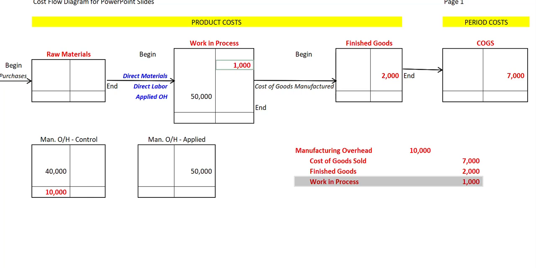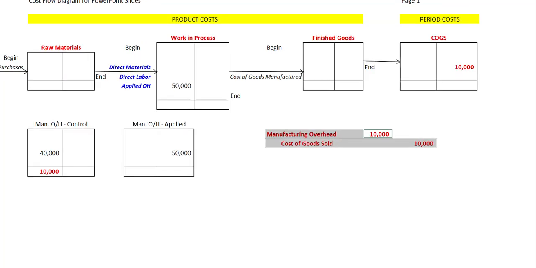So if 70% has flowed all the way through to cost of goods sold, 20% remains in finished goods, and 10% remains in work in process, it makes sense to think about allocating this $10,000, in this case over applied manufacturing overhead, to all 3 accounts in relative proportions as to where those costs actually are at the end of a period. If the amount of under or over applied manufacturing overhead is a very small amount in comparison to our overall manufacturing costs, it might be easier just to say, let's just stick it all in cost of goods sold. It's that always present cost-benefit trade-off.